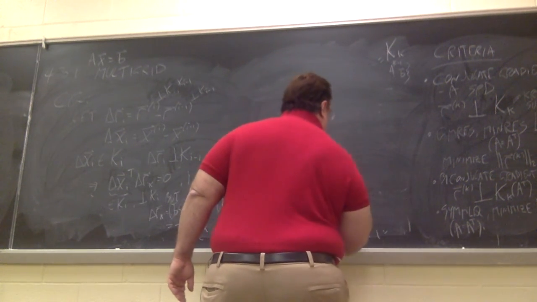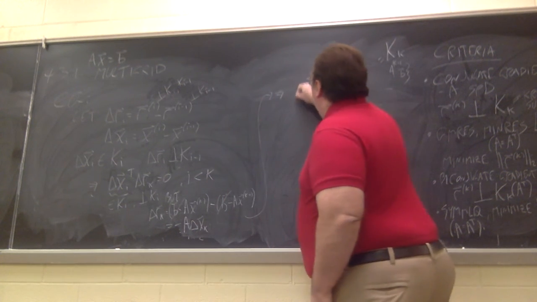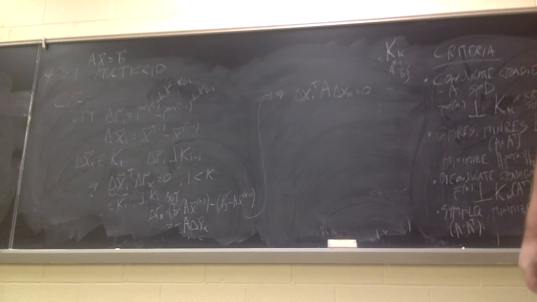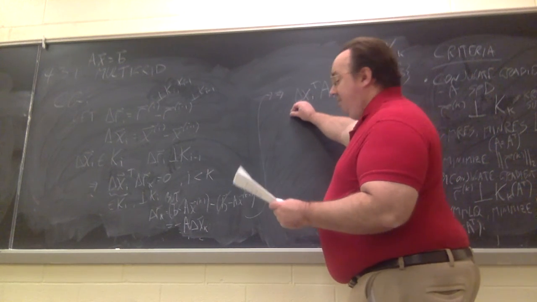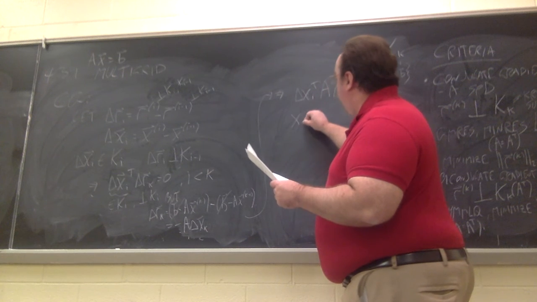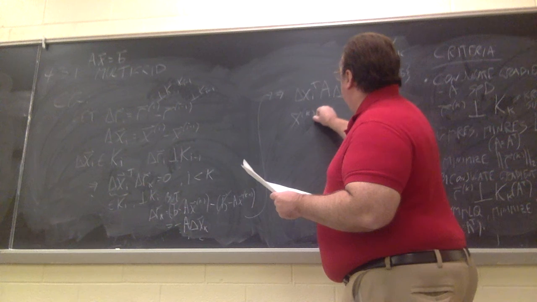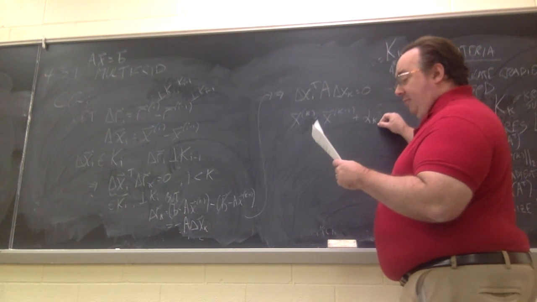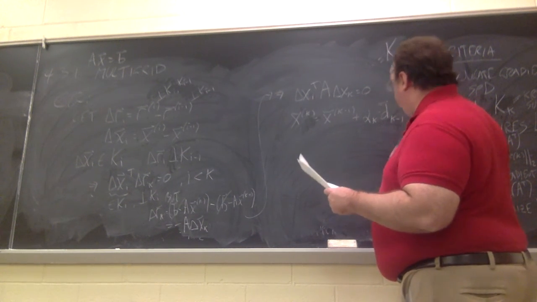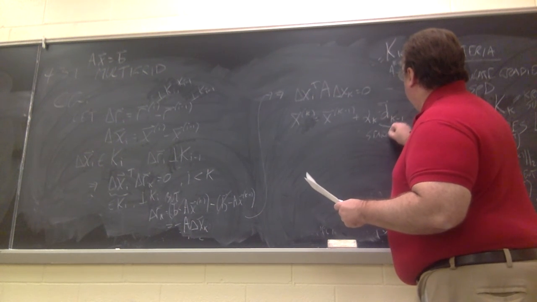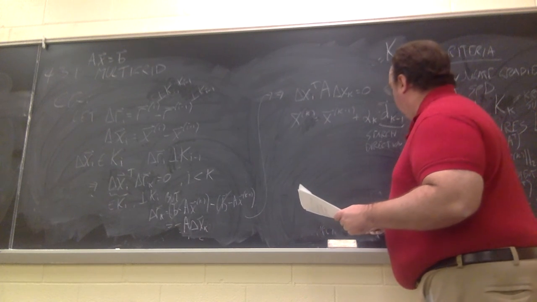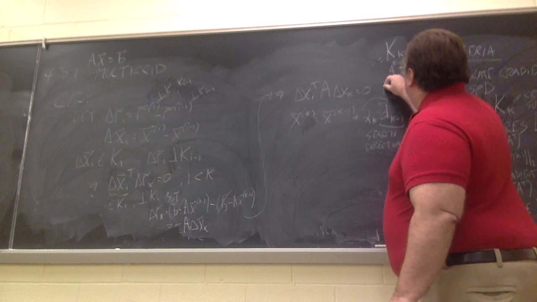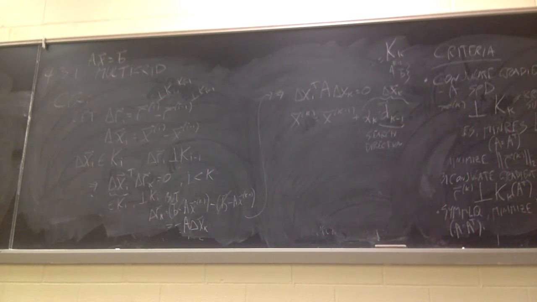So what does that tell me? So delta x i transpose A delta x k is equal to 0. And the thing is, if I define xk equal to xk minus 1 plus some constant, we'll call alpha k, times dk minus 1. So this is a search direction. But really, this whole term is the same as delta xk, just for my definitions over there.